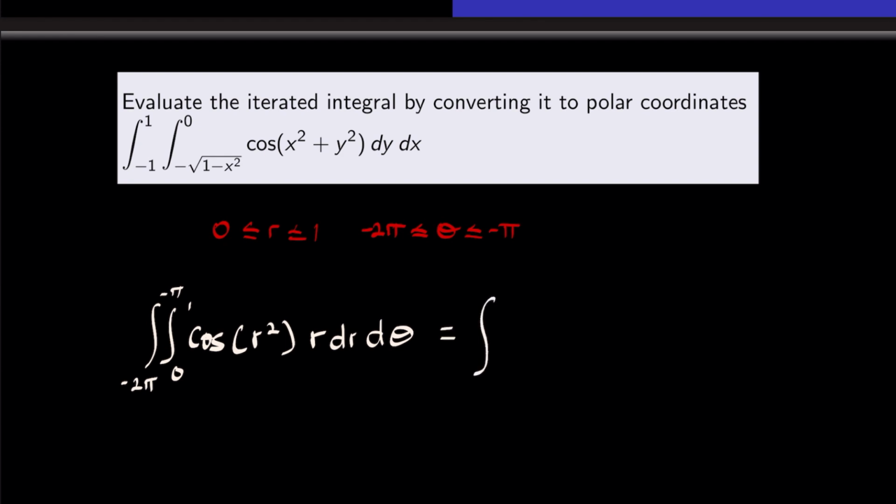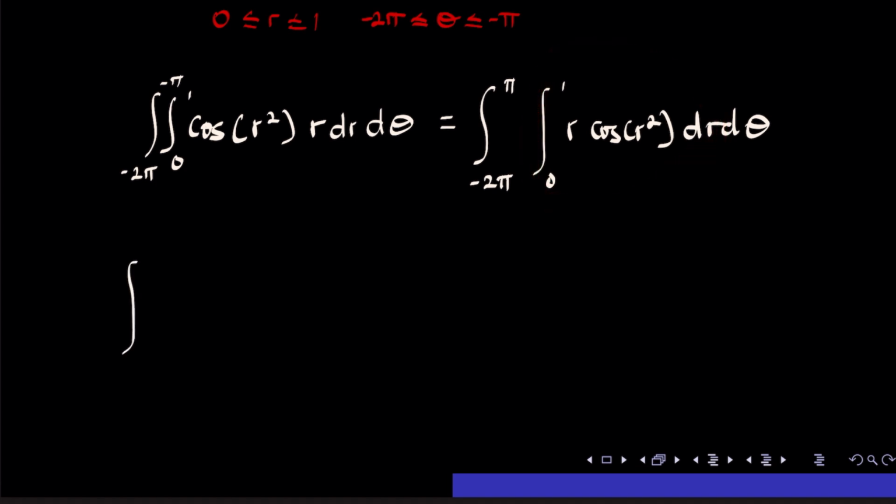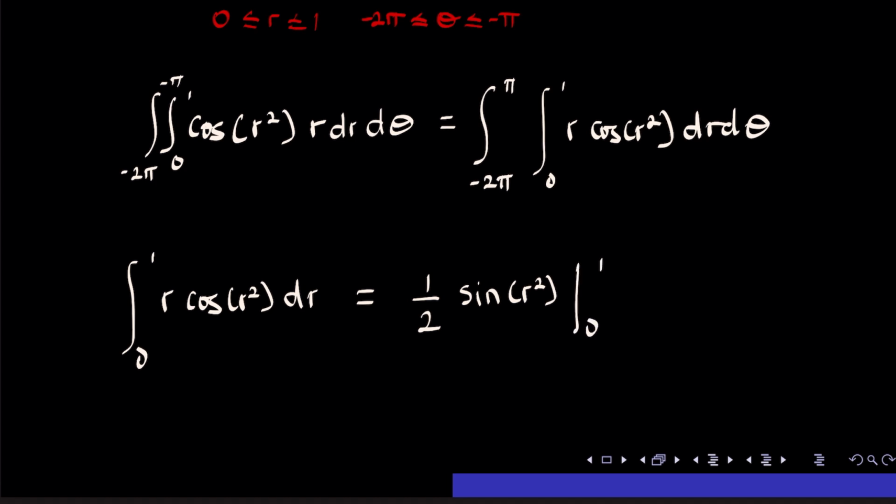So we can rewrite this integral to be from minus 2 pi to minus pi, then 0 to 1, r cosine of r squared dr d theta. Here we take out the inner integral, then we evaluate that one first. So you're going to have the integral from 0 to 1, r cosine of r squared dr. Here also we use integration by u substitution. So we let u be equal to r squared, then we evaluate. Thus we are going to have 1/2 sine of r squared, then from 0 to 1.